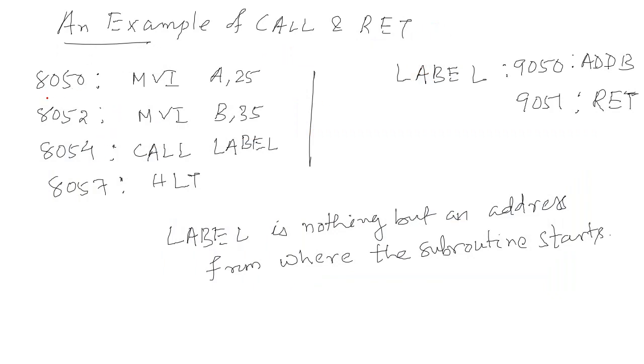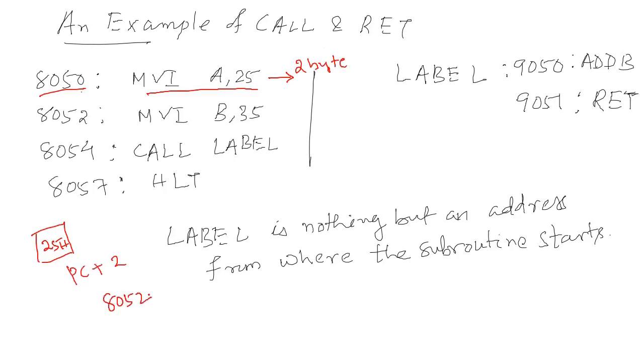Suppose this is the 8050 program counter. The program execution starts. The first line is MVI A, 25, so in the accumulator we are putting the data 25H. As this instruction line is 2 bytes, the program counter value will now be 8052. The second line contains MVI B, 35, meaning in the B register we will now have the data 35.